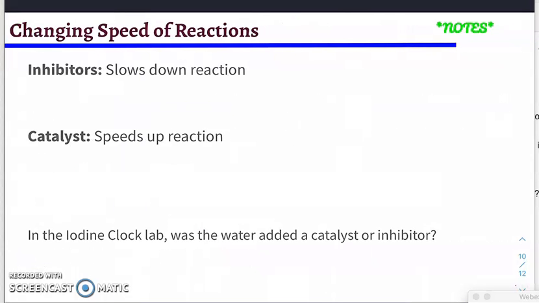All right, and then just a couple vocabulary words. Inhibitors are things that slow down a reaction. Catalysts are things that help speed up a reaction.